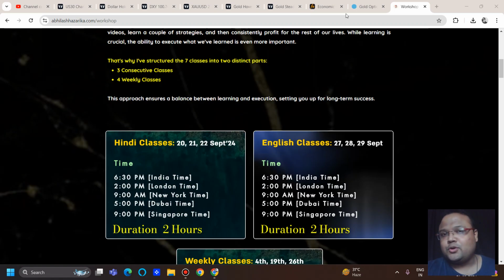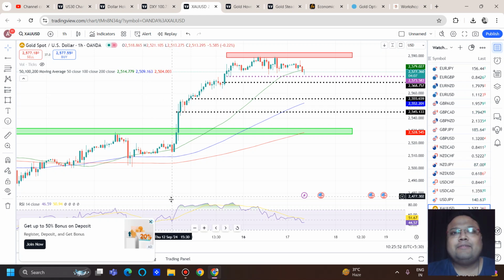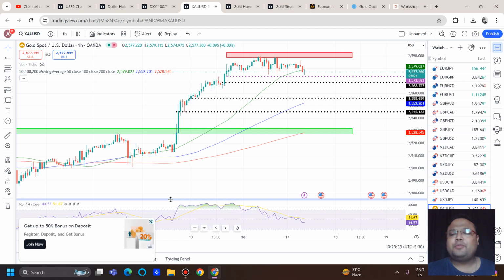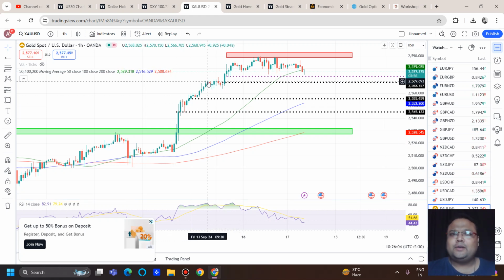Okay, now let's go to gold. So this is the chart of gold right now. Gold is trading at 2577, and gold was super bullish for the last few days. It looked like gold would break 2600, and we saw the contracts data also, that we had a good number of contracts standing at 2600. And finally, at the level of 2600, we can see that gold is right now taking a pause.